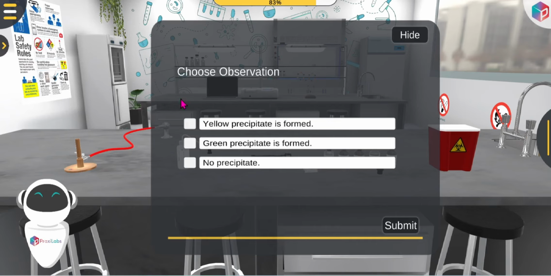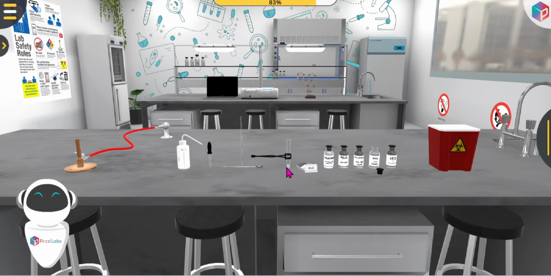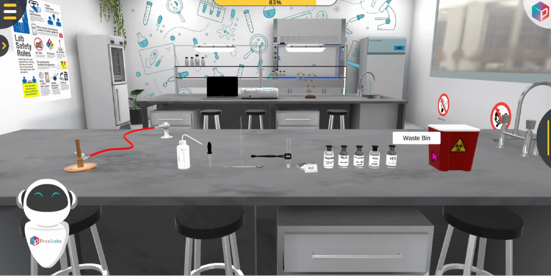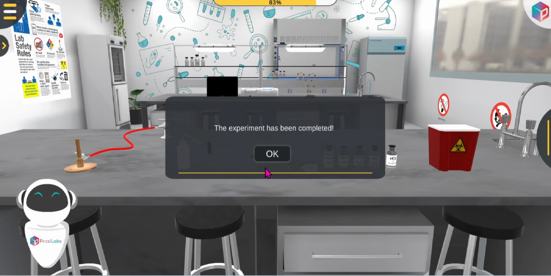Observation: no precipitate forms. Result: no precipitate, distinction from potassium. Conclusion: the basic radical of the salt is ammonium. The experiment has been completed.